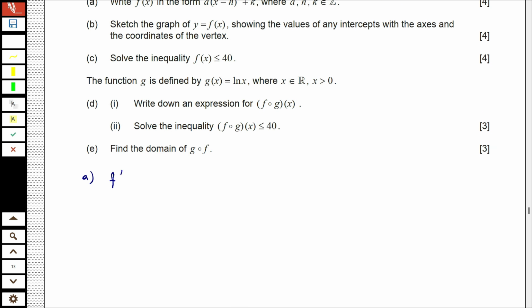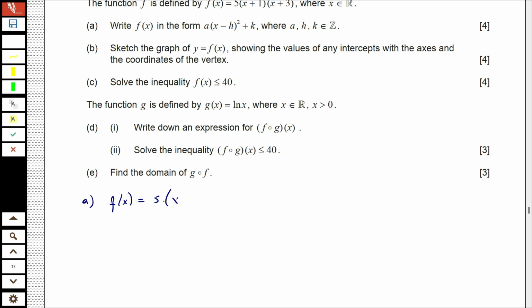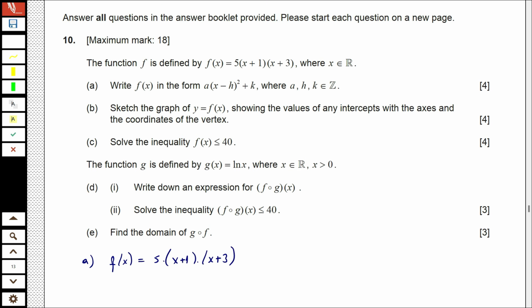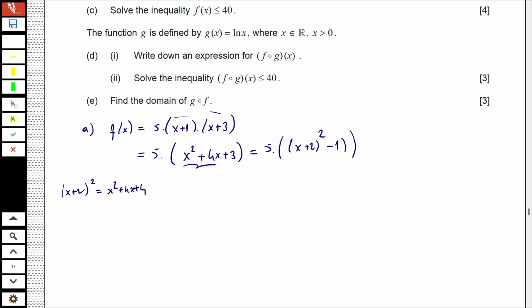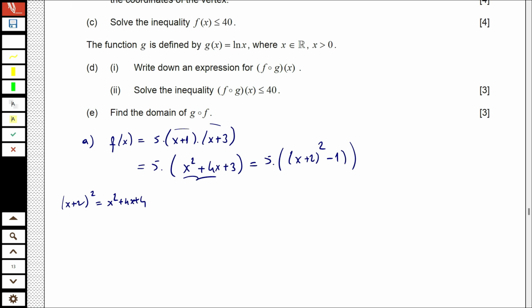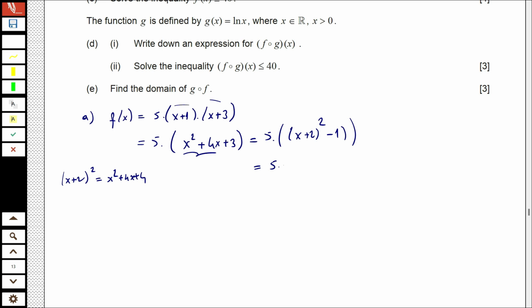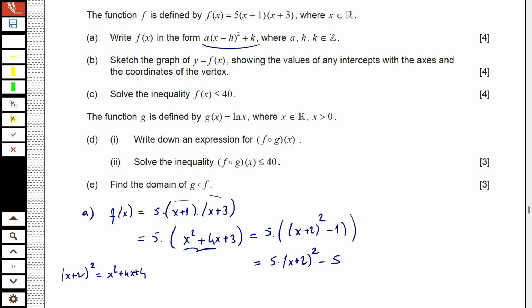I know the function. I will write it here again: 5 times (x plus 1) times (x plus 3), and it's asked for this form. To do that, I will just multiply these two factors. It's going to be x squared plus 4x plus 3, right? And as you can see in parentheses, it looks like the square of x plus 2, because I know that (x plus 2) squared is x squared plus 4x plus 4, right? In this case, you can write (x plus 2) squared minus 1, because the constant in here is 3. And we're done, but I will simplify again: 5 times (x plus 2) squared minus 5. You don't need to write what a, h, and k are.